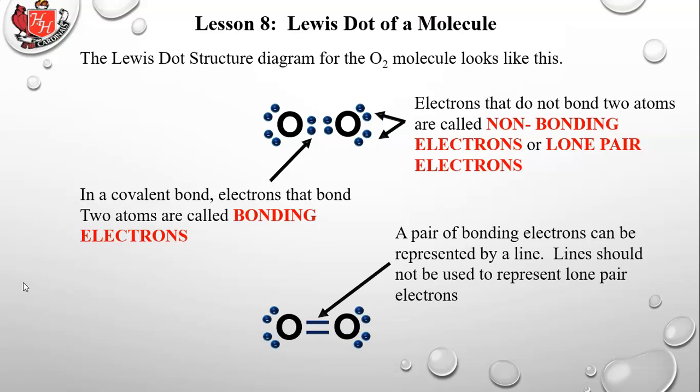A pair of bonding electrons can be represented by a line. Lines should not be used to represent lone pair electrons. So you have the double bond. Each of those lines represents 2 electrons, so you have a double bond there with a total of 4 electrons in between the 2 oxygen. You should not use the lines for those outside electrons. Okay, it's just not done. In fact, usually when you use line representation, you don't even show the lone pairs on the outside. It would just be O, 2 lines, another O, and that's it.